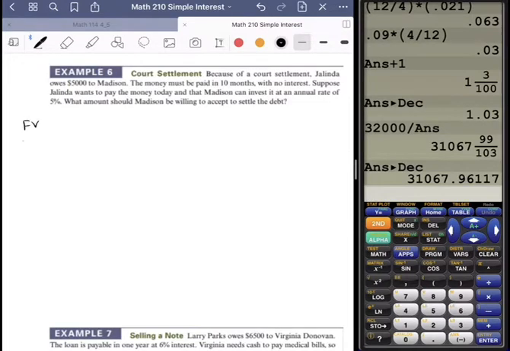I have future value, I have present value, I have rate, I have time. So this 5,000, is it the future value? Is it the present value? Well, in fact, this is future value. I'm looking for present value, with what it says. Suppose Linda wants to pay the money today, so right now, and that Madison can invest it at an annual rate of 5%, 0.05. What would Madison be willing to accept to settle the debt?